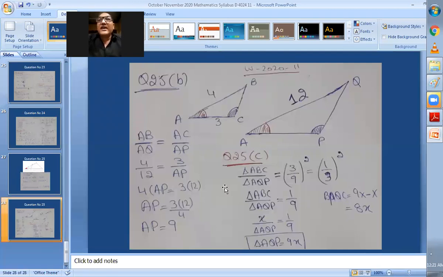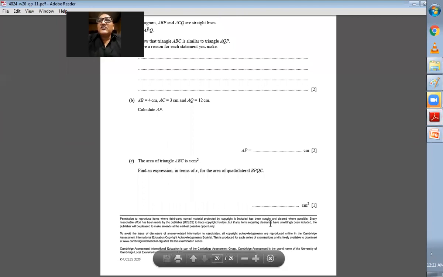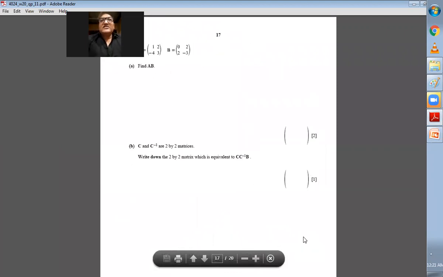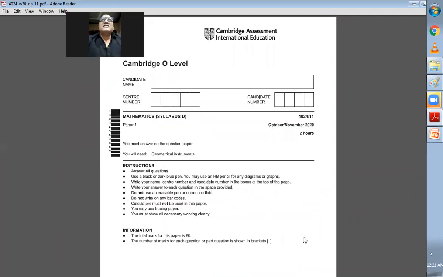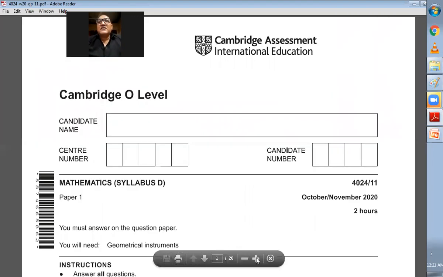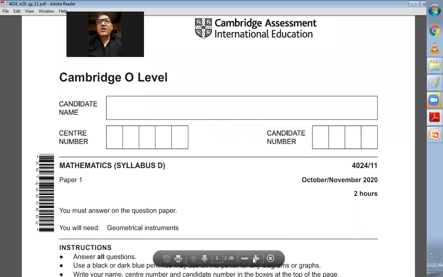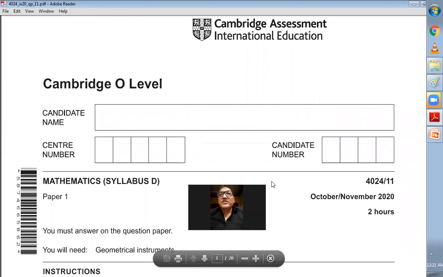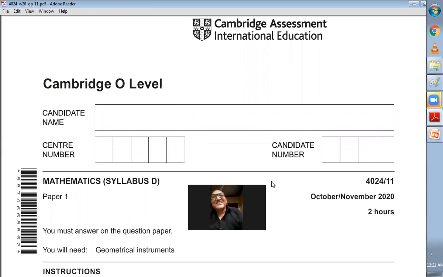And I think we have reached the end of the paper. So this was question number 9, and this paper is over. So my dear students, today we have done the October, November 2020 paper, paper 1. This is a paper 1 of mathematics. The syllabus we are studying is mathematics syllabus D, and we have done a paper 1.